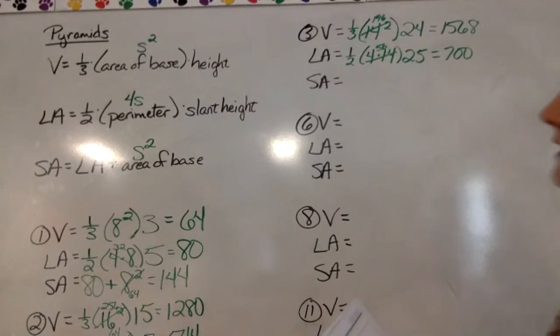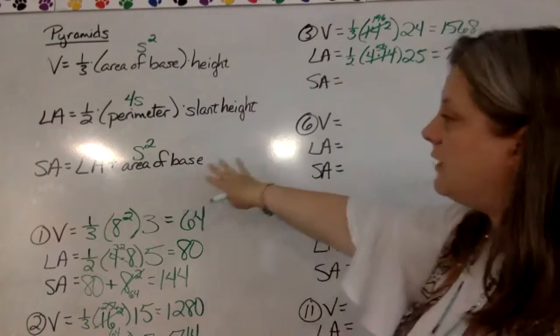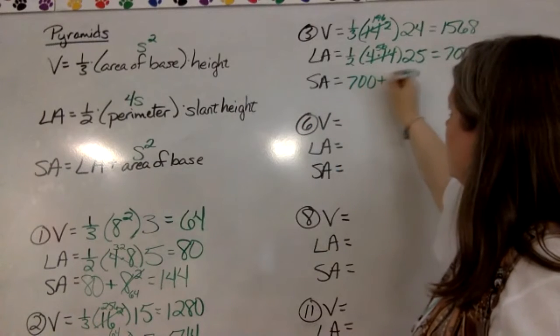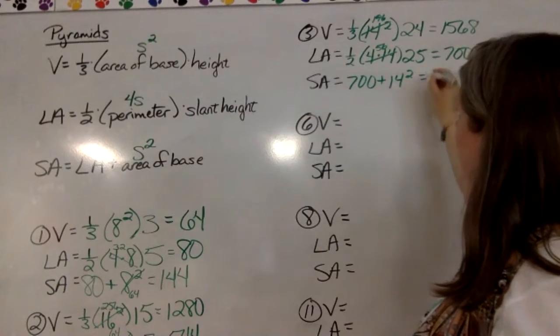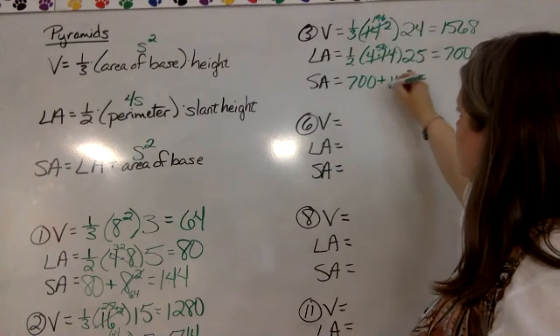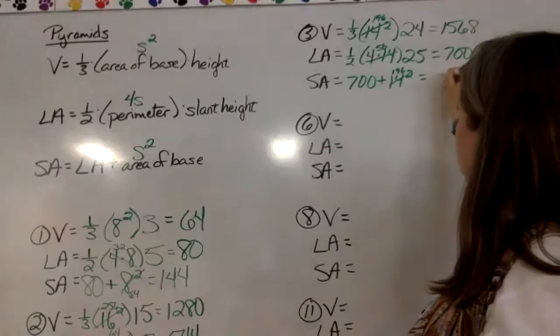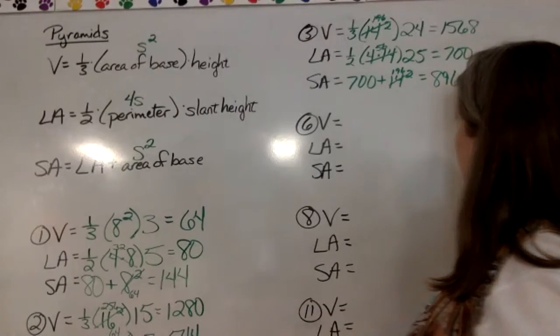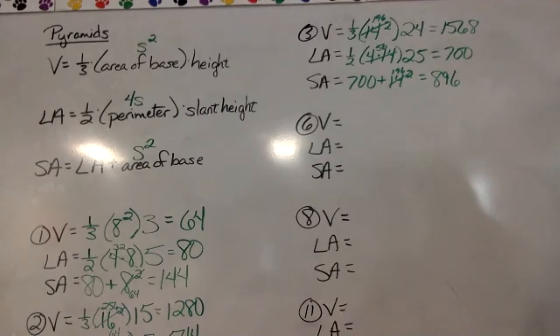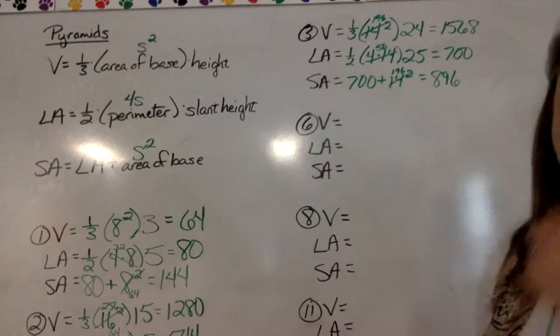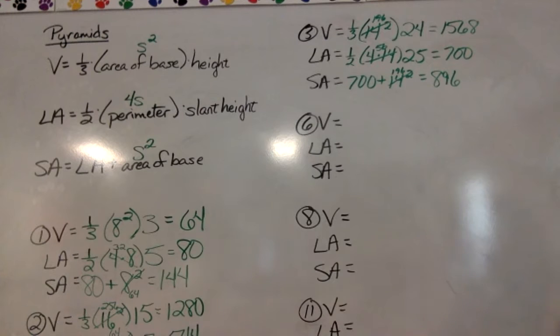Okay. So for our surface area is the lateral area plus the area of the base. So I have 700 plus the 14 squared, which we'd already said 14 squared was 196. So 700 plus 196 is 896 for my surface area. Okay. So we've so far done 1, 2, and 3, your first row on your pyramids worksheet. So everybody needs to make sure they have those down.